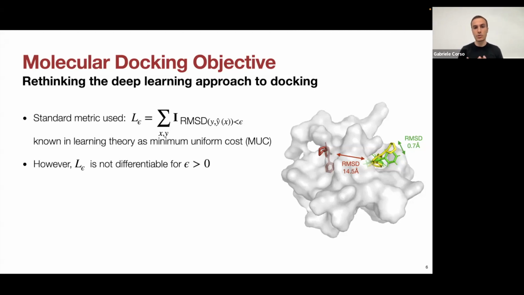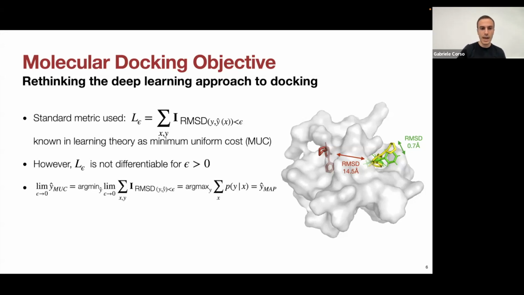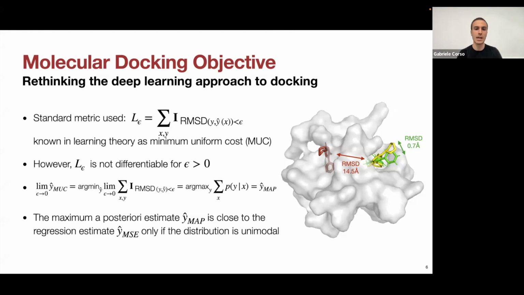Now, you could say we could try to use this directly as our objective function when we optimize our neural network. The problem is that this is not differentiable for any epsilon greater than 0. However, we can use some insights from learning theory that say if you take the limit of epsilon going to 0, this minimum uniform cost estimator converges to the maximum a posteriori estimator. And so from this, we can reason that the maximum a posteriori estimate is only close to the regression estimate, which is what the regression methods try to find, if our distribution is unimodal.